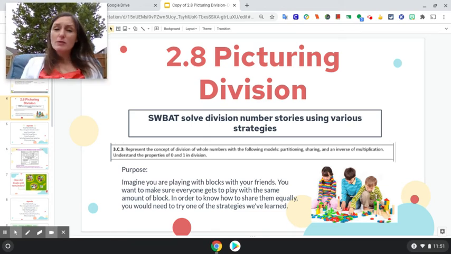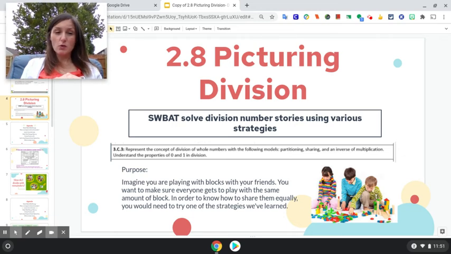Because division is very similar to multiplication, but there's going to be some other things. And this is going to be a 2-day lesson. This is going to be one of those open response questions that would be similar to something you could see on iLearn. Today we're going to see if we can solve a division number story using a strategy of your own. There could be various strategies you could use today.